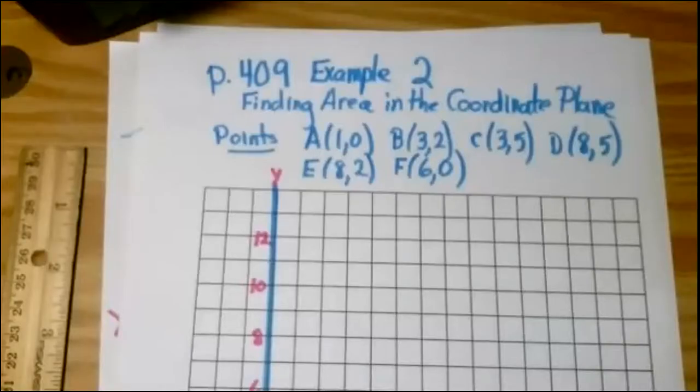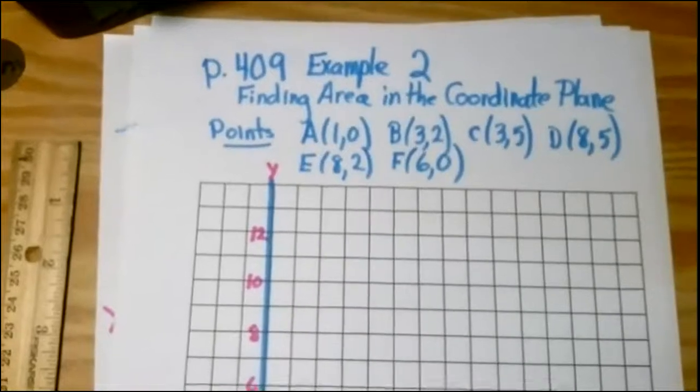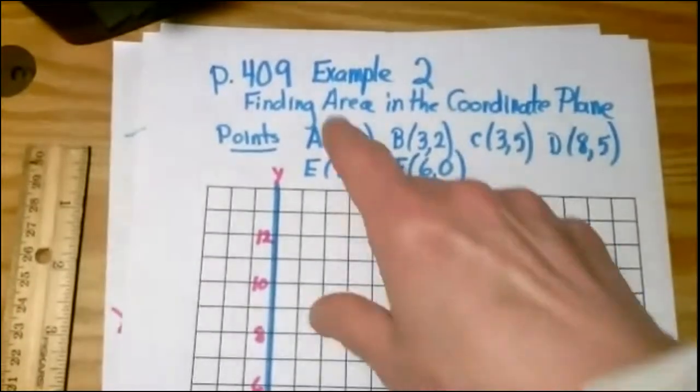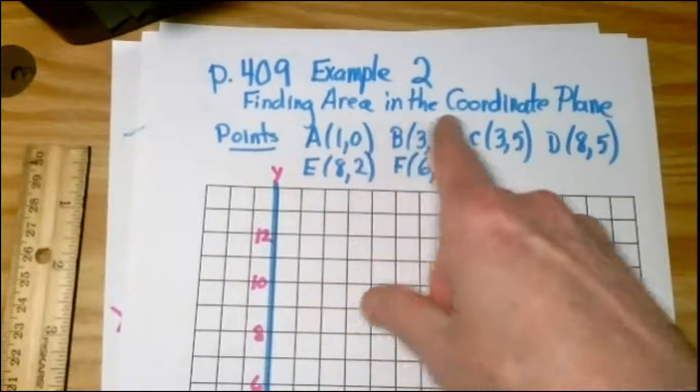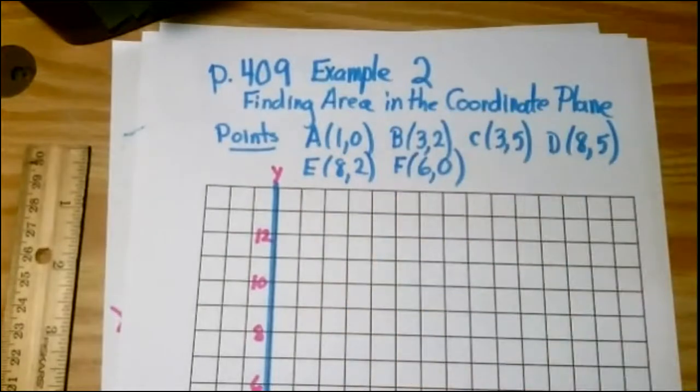Okay, this is page 409. That's a little blurry, if I can focus that. Example number 2. Finding the area in the coordinate plane. Our last one was finding the perimeter. Now we want to find the area.